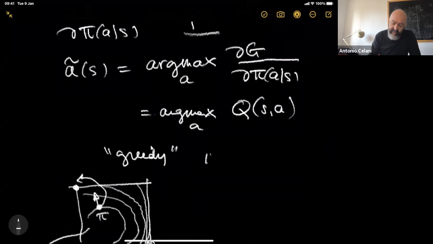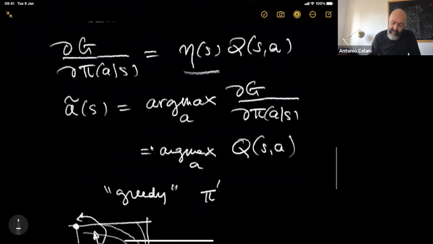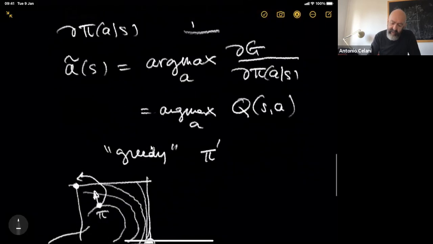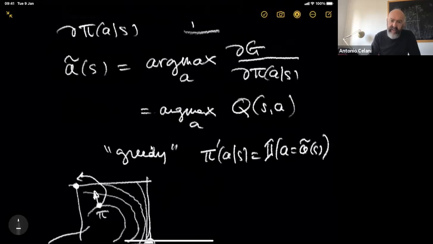Pick a policy, your new policy, pi prime. If you follow the gradient like this, it will be a deterministic policy which assigns with probability one the action A tilde and with probability zero any other action. Okay, remember, this is the characteristic function of this condition. So it means explicitly that this object is equal to one if A is equal to A star of S and zero otherwise.